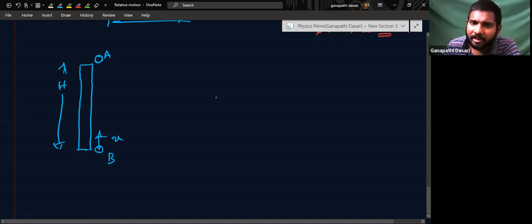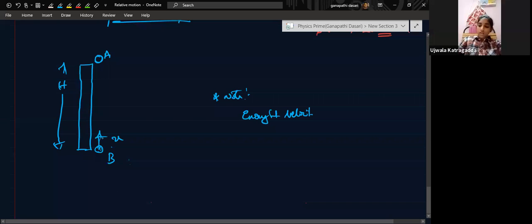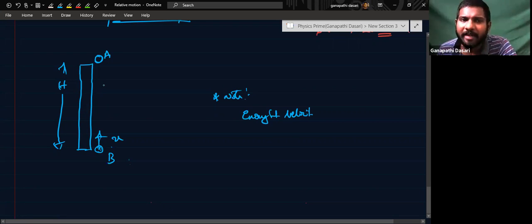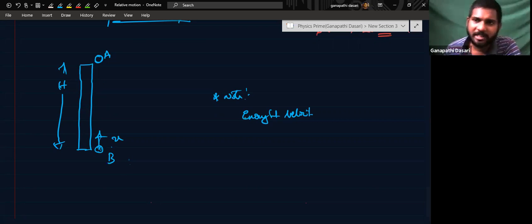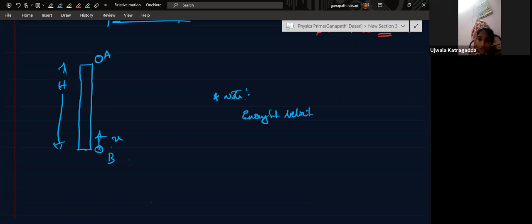The important note here is that B is given enough velocity. If enough velocity is not given, B might fall down before meeting A. Enough velocity is given to B. You tell me at what time B will meet A or A will meet B. This is a question to you. Varun, solve it.